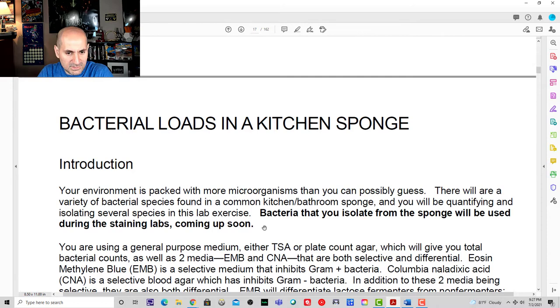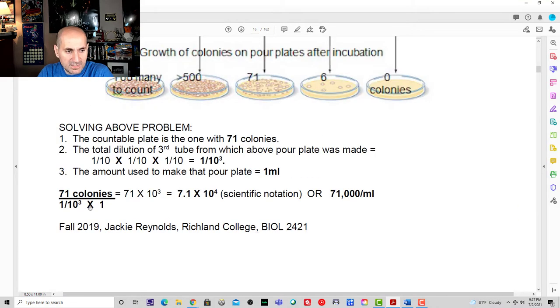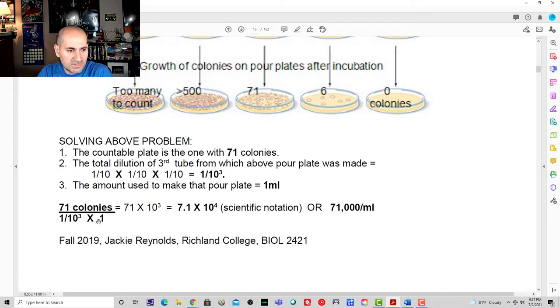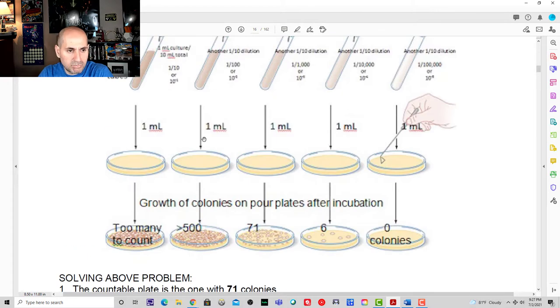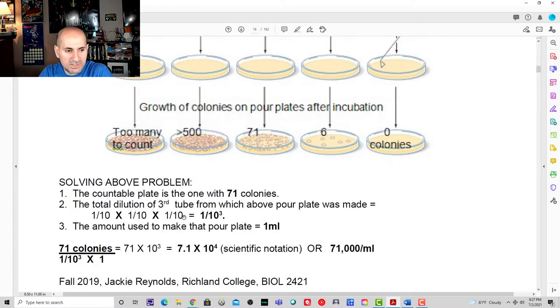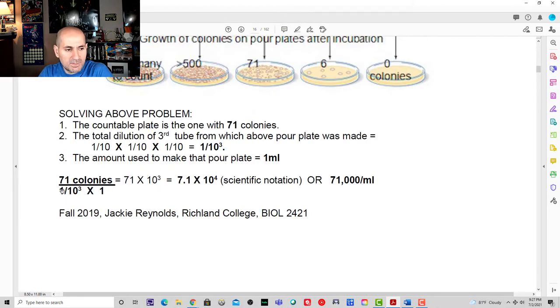All right, so please know this equation here. And by the way, you might be asking, well, what if I only plated 0.1 ml instead of 1 ml? Well, then it would be 1 over 10 to the 3 times 1 over 10. That's the same thing as saying 1 over 10 to the 1. First you would multiply those, so basically you add exponents.